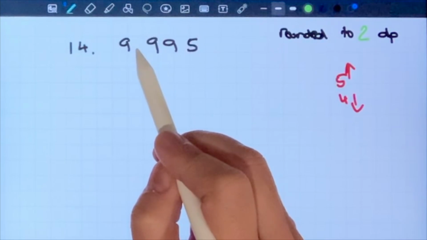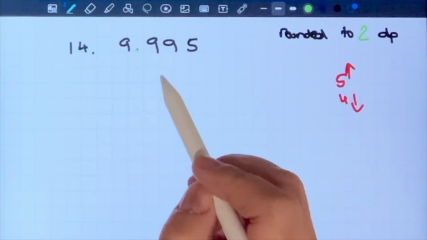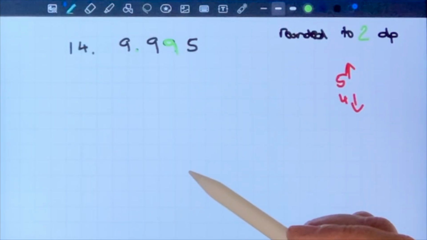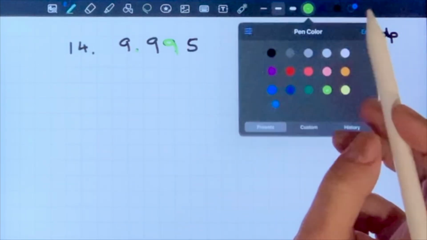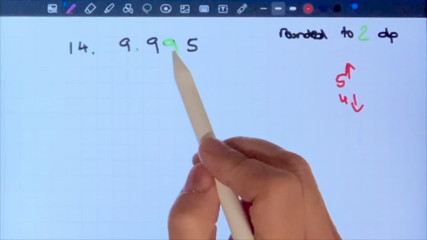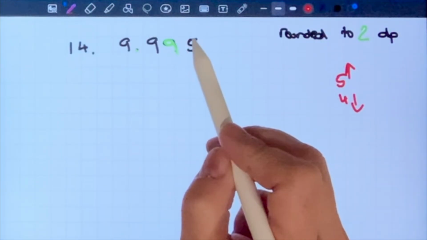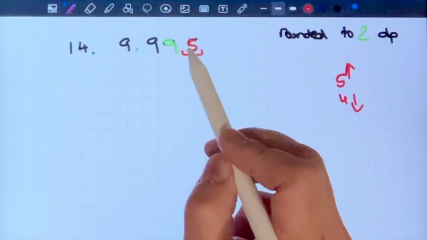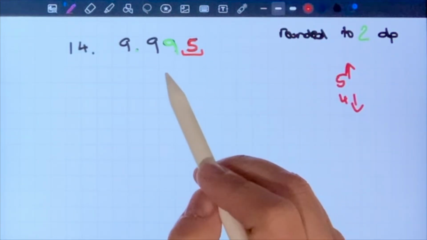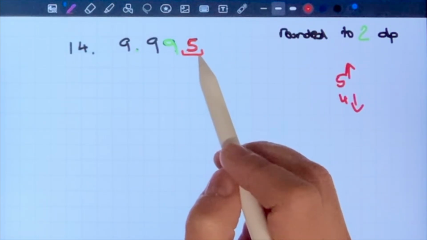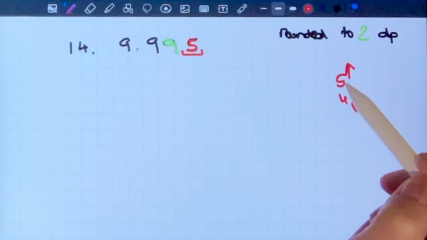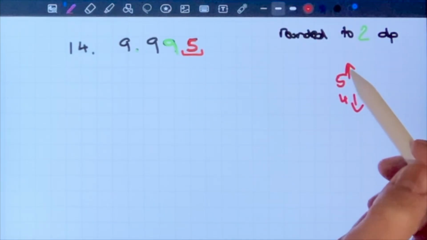Places. There's my decimal. That's one decimal place. That is my second decimal place. So to know whether this should be rounded up or down, I look at the digit immediately to its right, my critical digit, which in this example is 5. So 5 falls in the category of being rounded up.